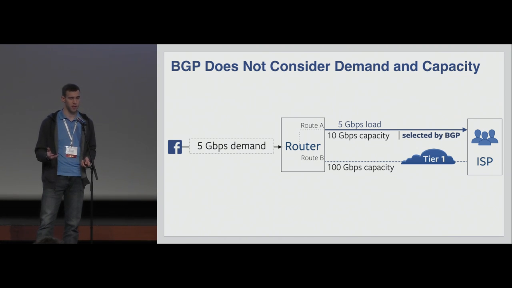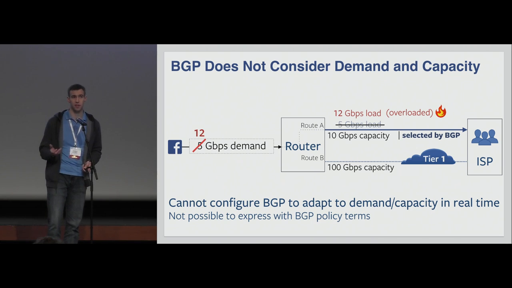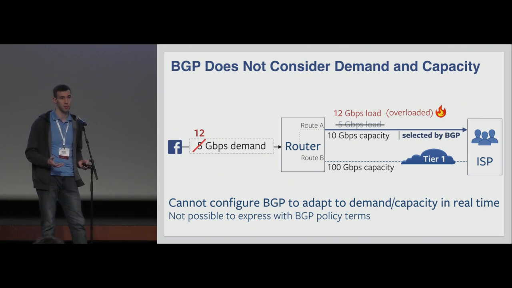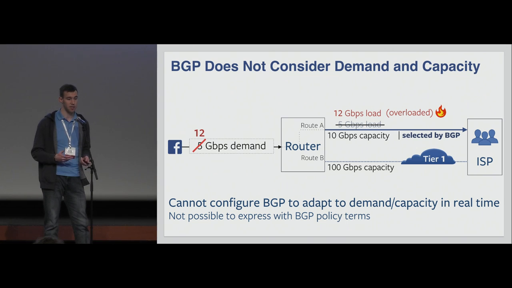Until later on in the day, demand has risen. We're now at 12 gigabits per second of demand. And again, BGP at that router can't adapt to demand or capacity in real time. It's simply not possible to express that with BGP's policy terms. So as a result, the router continues to make the same decision, and it ends up overloading that link, leading to packet loss and degrading user performance.